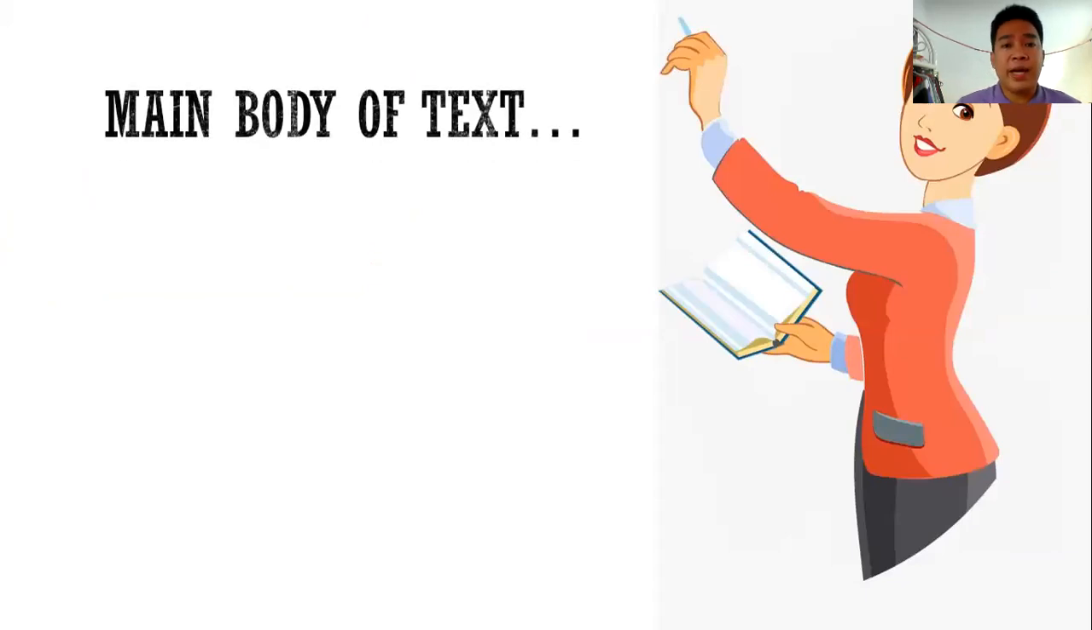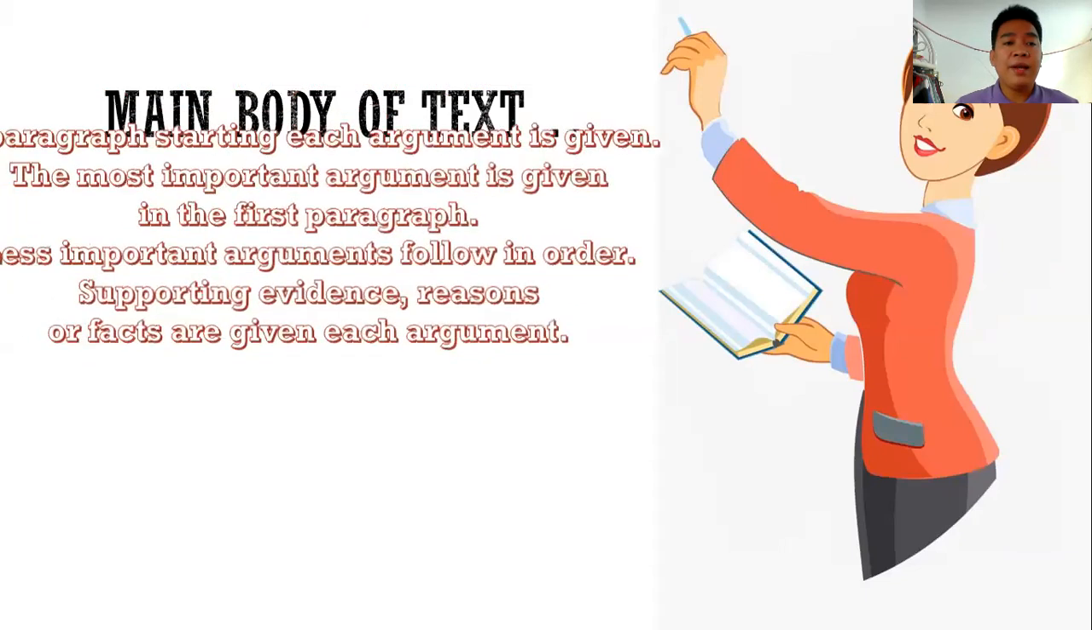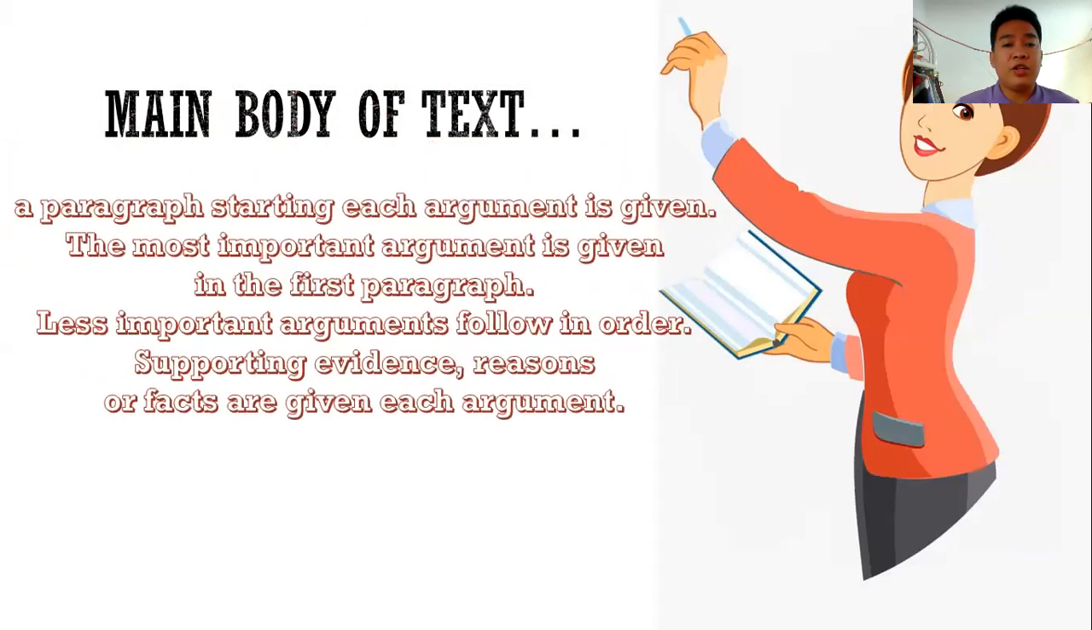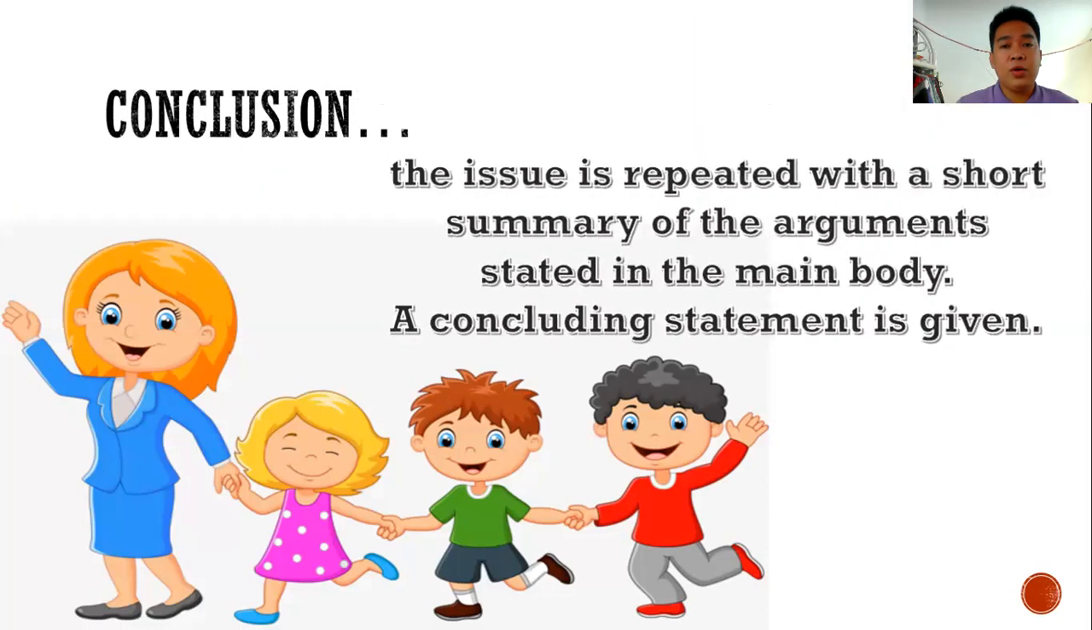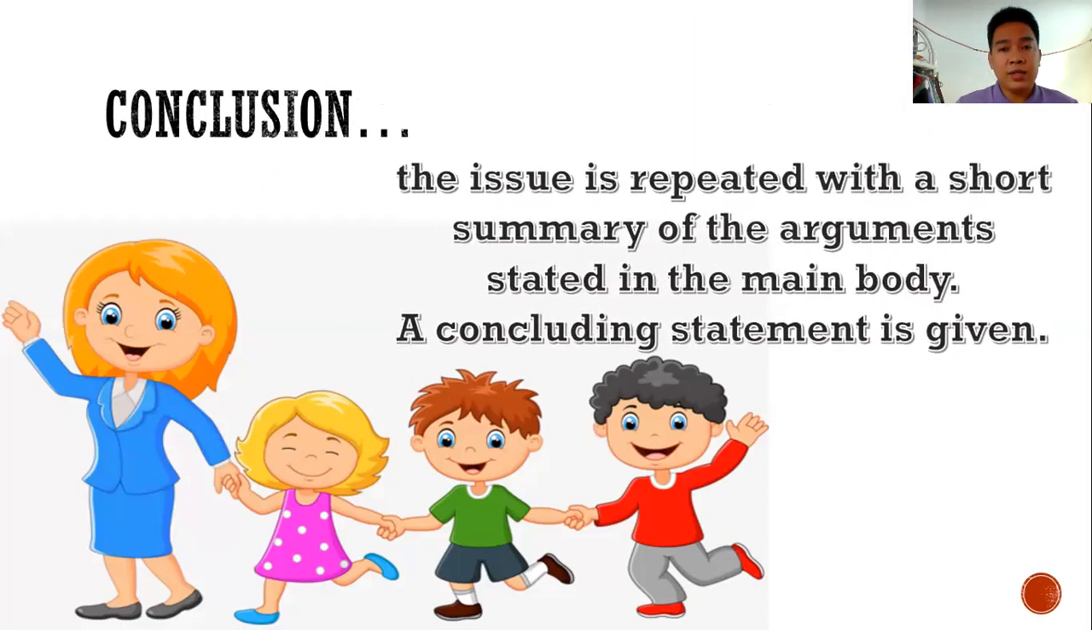Next structure is the main body of the text. In the main body, a paragraph starting each argument is given. The most important argument is given in the first paragraph. Less important arguments follow in order. We have the supporting evidence, the reasons, and the facts given for each argument. The last part of the structure is the conclusion. In the conclusion, the issue is repeated with a short summary of the arguments stated in the main body. A concluding statement is also given.